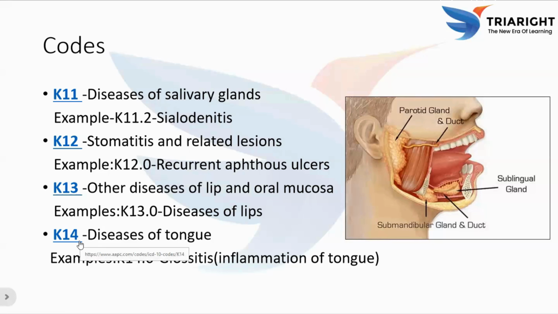Next, coming to K14, here a disease of tongue. Every disease related to the tongue anatomy and the tongue part can be coded over here, K14. For example, K14.0, what is it? Glossitis. Here itis means inflammation, whereas glosso is a medical term for the tongue. So glossitis means inflammation of the tongue. So this includes the inflammation, ulcers, and movement disorders of the tongue. These codes cover tongue swelling, pain, or abnormal surface changes.